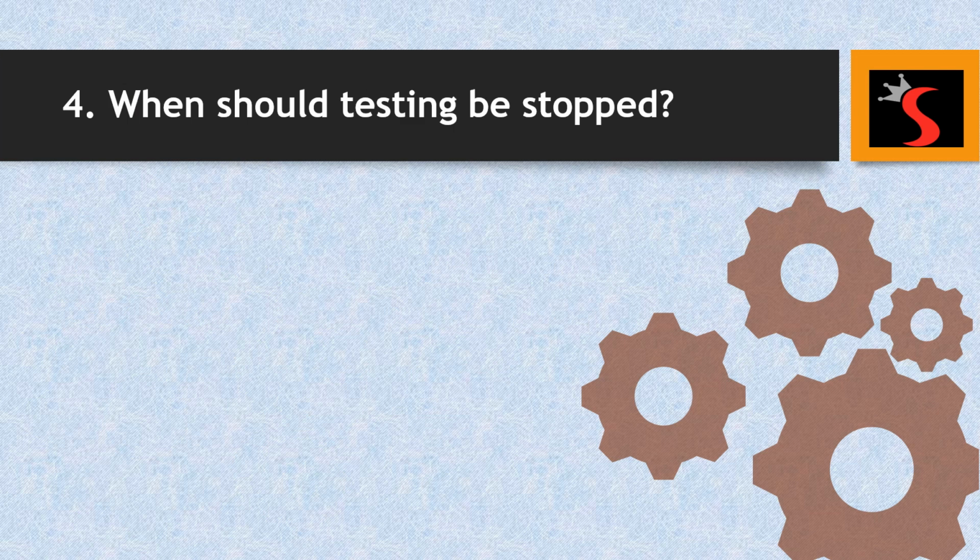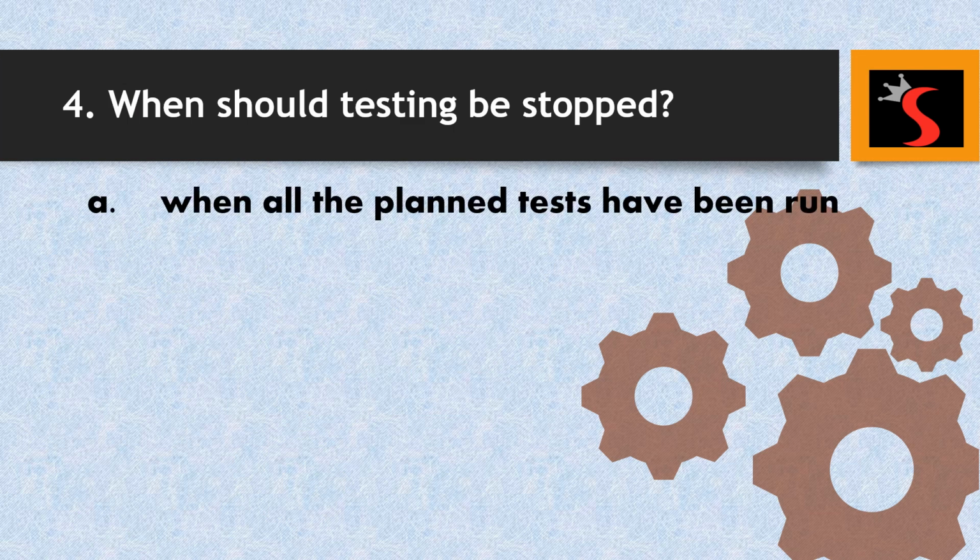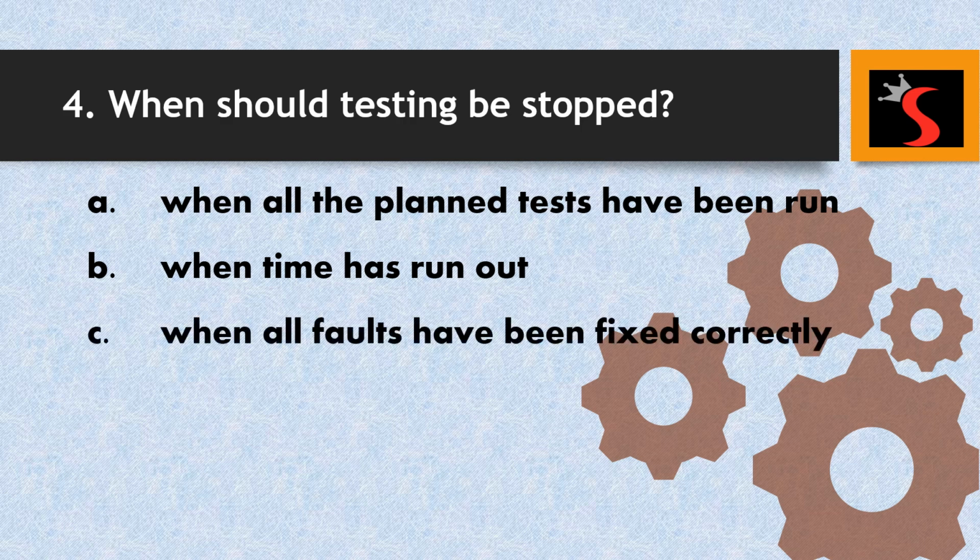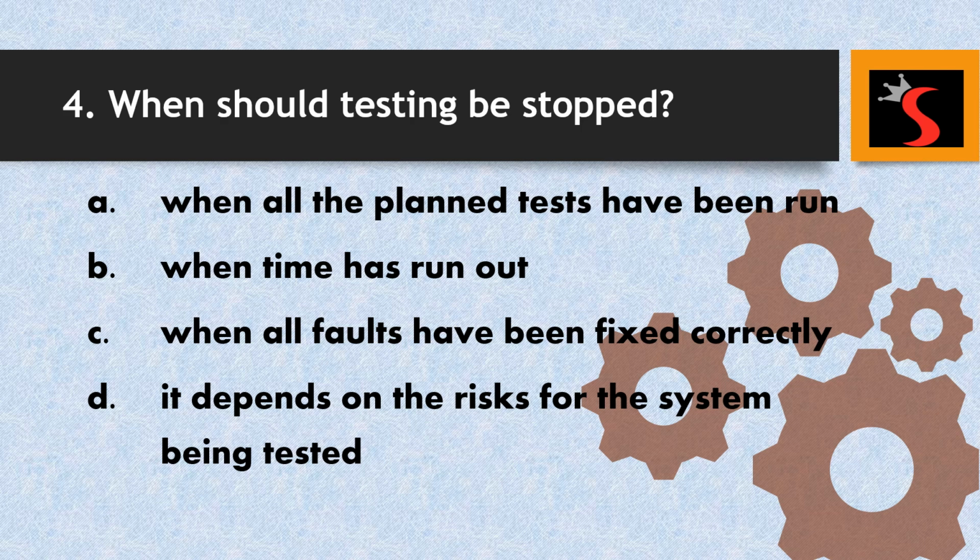Fourth question is, when should testing be stopped? Option A: when all the planned tests have been run. B. When time has run out. C. When all faults have been fixed correctly. Or D. It depends on the risk for the system being tested.